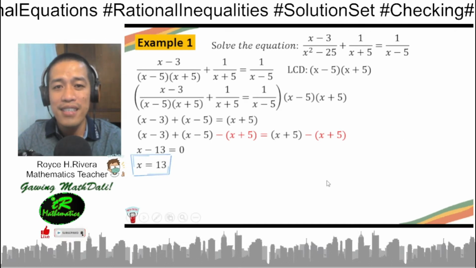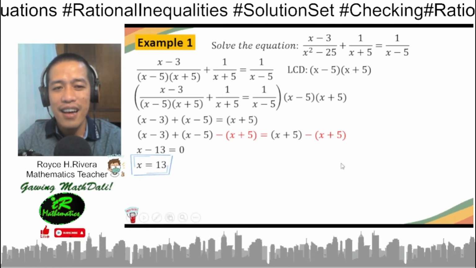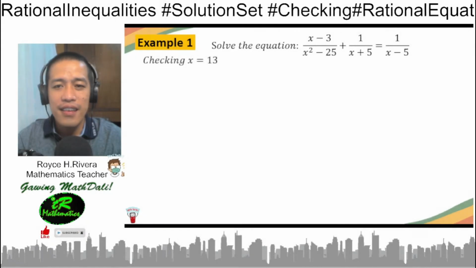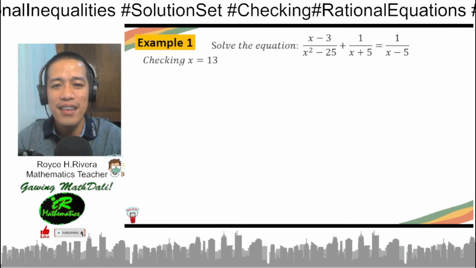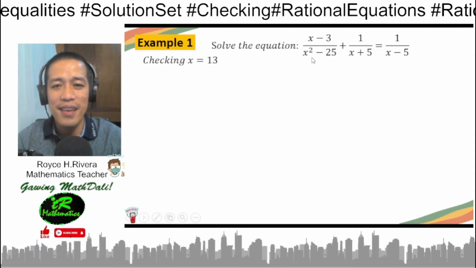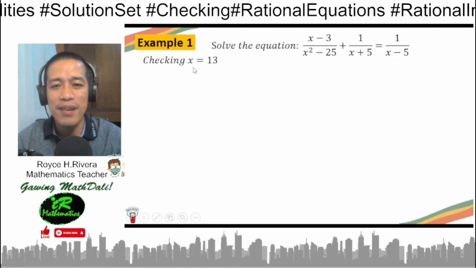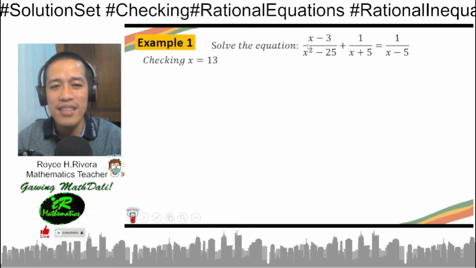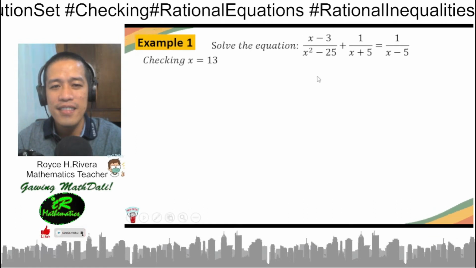Let us verify by checking. Tingnan natin kung tama nga na 13 ang value ng x that will satisfy the equation. Gawin natin ngayon ang checking. Let us find out if indeed 13 is the value of x that will satisfy the equation. So to do that, we will substitute the value of x, which is 13, to all x in the equation. Now we substitute.